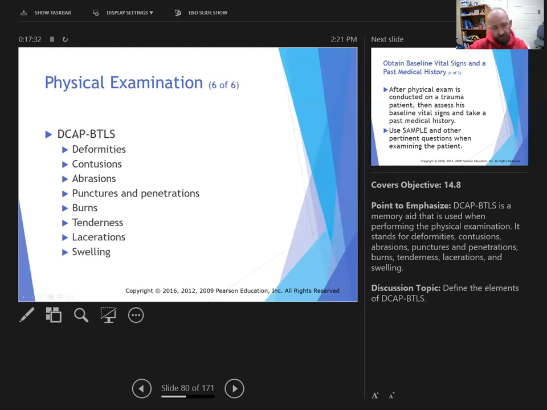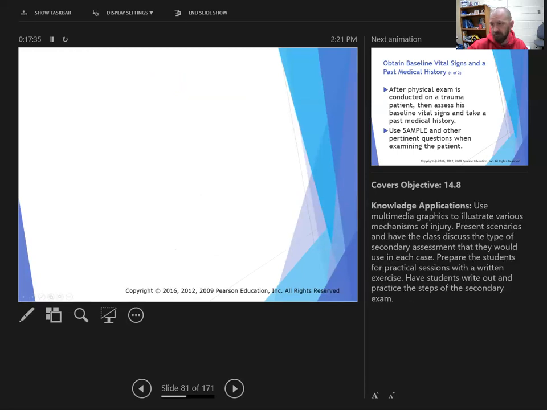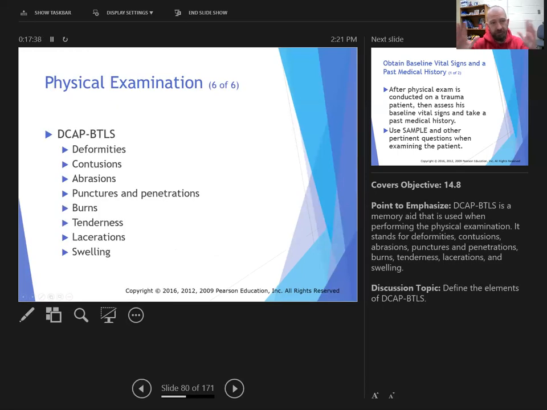Let's go through these real quick to make sure that we know what they mean. Contusions, big fancy word for bruising. Abrasion, another medical term, for a scrape. Punctures and penetrations, that's obviously when an object has penetrated through the skin or punctured the skin and gone inside the body. Whether it stays there or not doesn't matter. It's still a puncture or penetration. Burns. Tenderness, when you touch a site and the patient feels pain. Lacerations is a medical term for a cut, and swelling is obviously swelling.